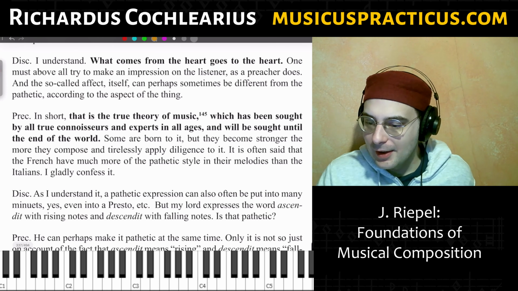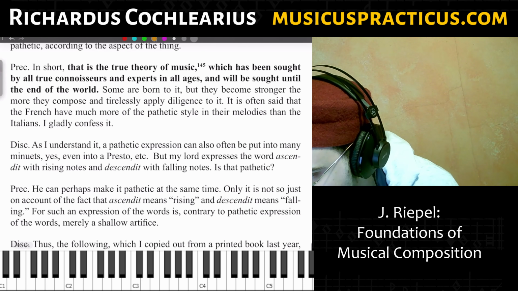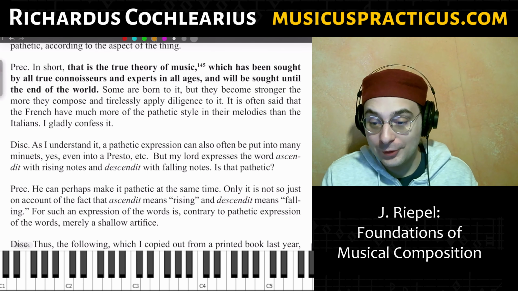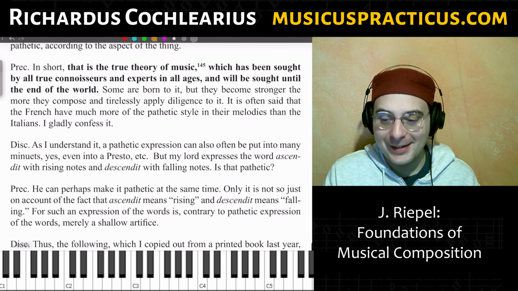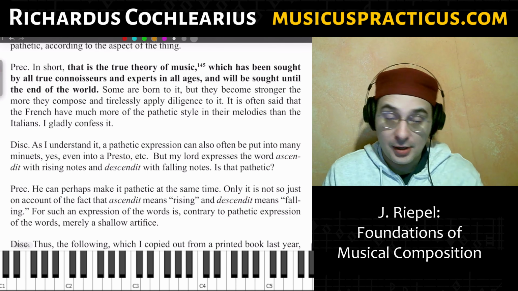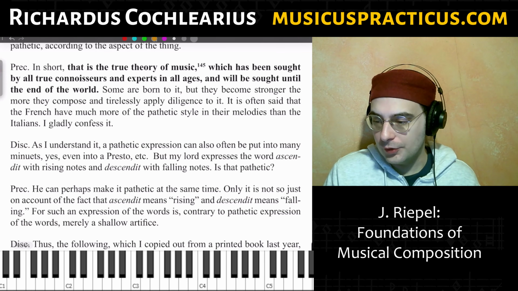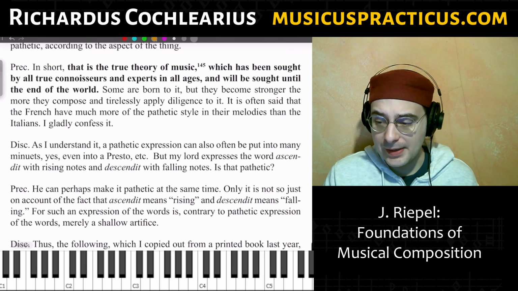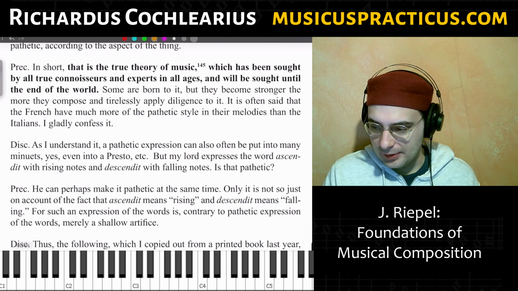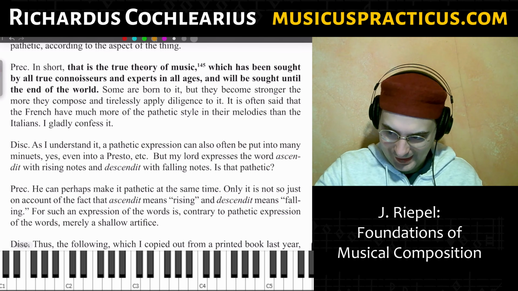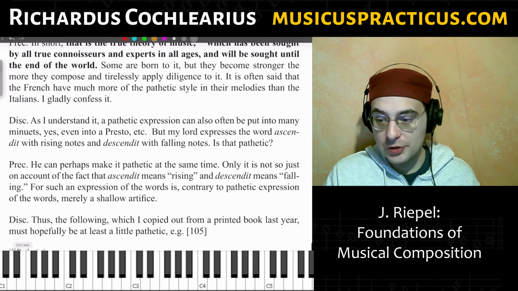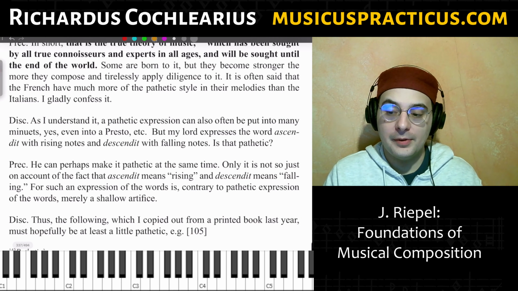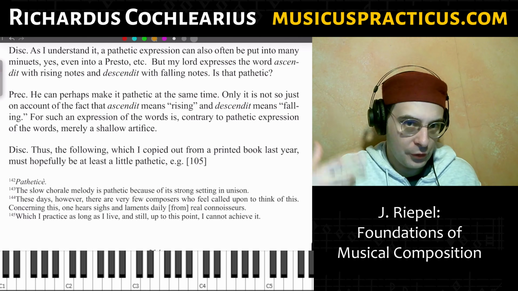Okay, send it later. As I understand it, a pathetic expression can also often be put into very minuets, yes, and even into a presto. But my lord expresses the word ascendit in Latin with a rising note, anabasis, and descendit, to descend, with falling notes. Is that pathetic? He can perhaps make it pathetic at the same time, only it is not so just on account of the fact that ascending means rising and descending means falling. For such an expression of the word is contrary to pathetic expression of the word, merely a shallow artifice, rhetorical figures.